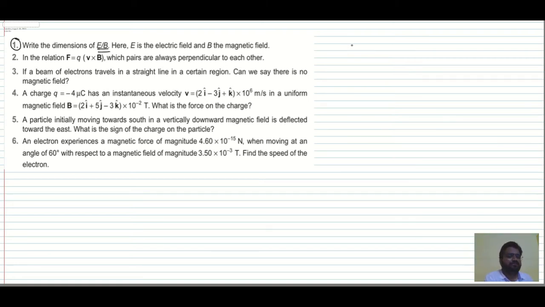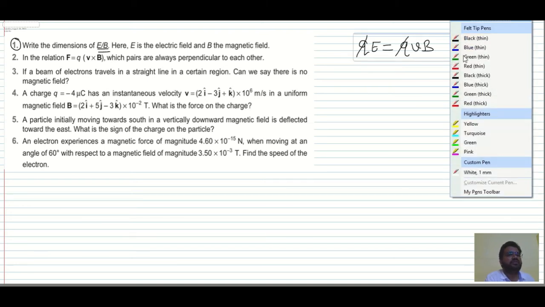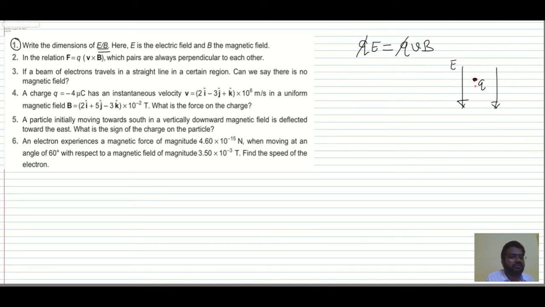So see here, we know that the magnetic force and the electric force, QE is equal to QVB. This is possible, right? So Q cancels. Why is it possible? Because if I consider the electric field in this direction, and there is a positive charge, then on this charge, due to this electric field, there is a force, and that force is in the downward direction. This is the electric force.